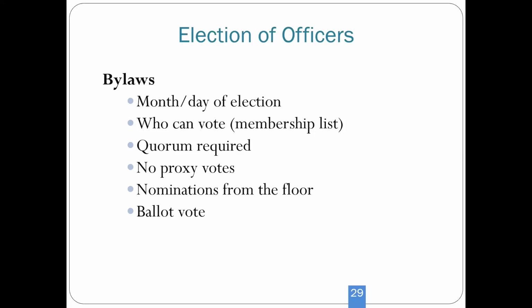Your bylaws will give you the month and day of the election. The bylaws will also tell you who can vote, which is basically your membership list, and the quorum required, since you're at an association meeting. And again, no proxy votes. We talked about that before. No phone calls, no ballots sent home and sent back to the office. You can't send your neighbor Joe to go vote for you, or a non-member spouse or your child. Nominations will be taken from the floor, and there may be a ballot vote if there are two or more nominees for a particular position.